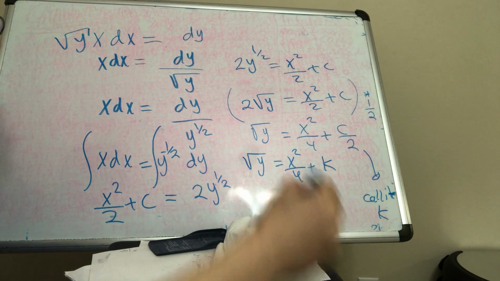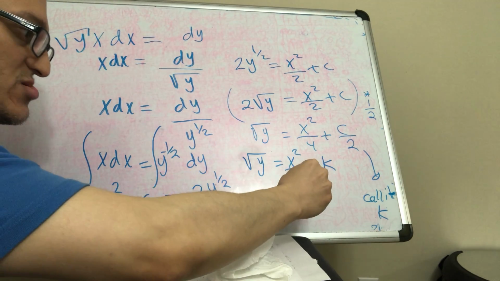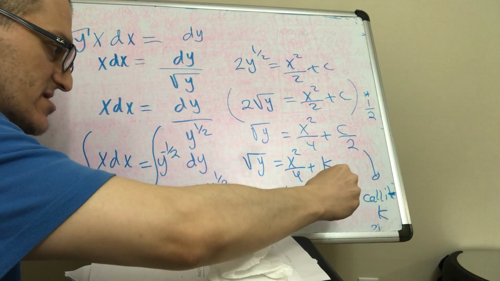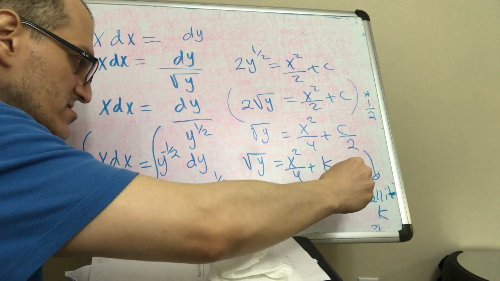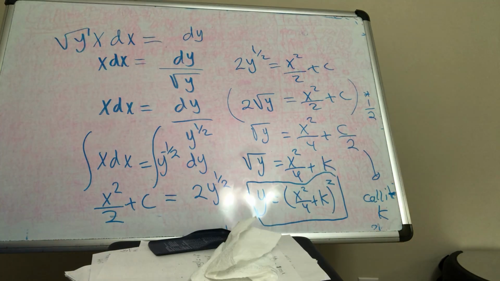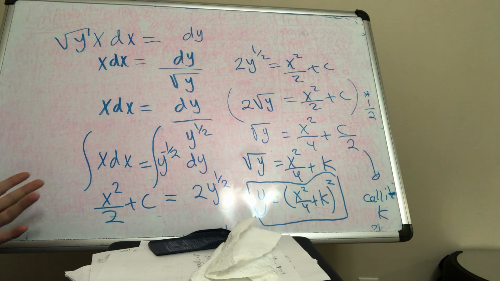So now to find y, you basically square this. So x squared over 4 plus k, squared. Now, you see the answer, so have a good look at it. I'm going to change one thing.